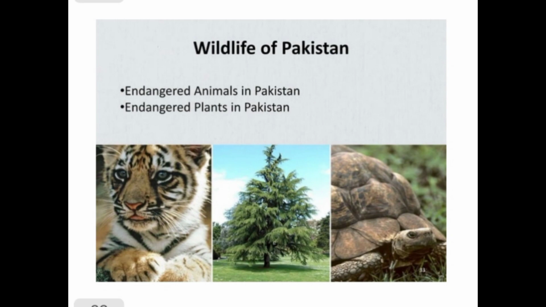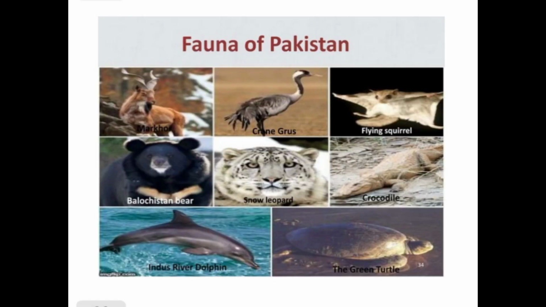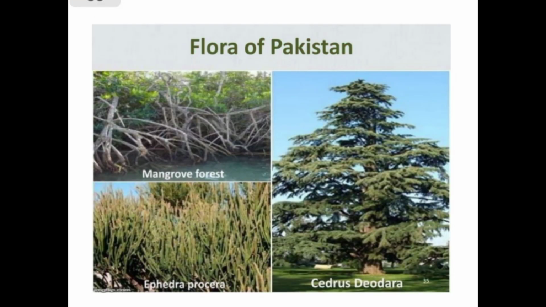Wildlife of Pakistan, endangered animals in Pakistan and endangered plants in Pakistan. First one is fauna of Pakistan, that is markhor, crane, gulls, flying squirrel, Balochistan bears, snow leopard, crocodile, Indus River dolphin and green turtle. Flora of Pakistan: mangrove forest, Aphidera, Procera and Cedrus deodara.